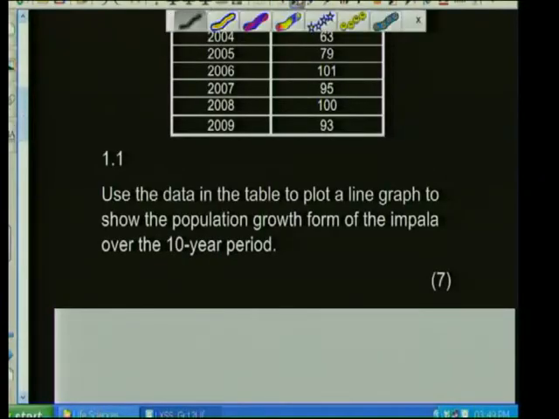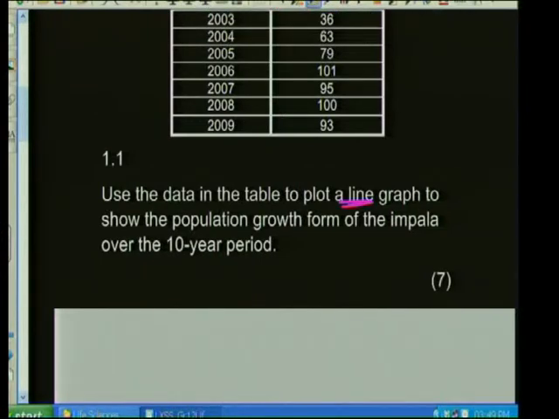If we go to question 1, question 1 says you must use the data in the table to plot a line graph. All right, so very importantly, that tells you what kind of graph that you need. It needs to be a line graph. The second thing, it must show the population growth form. Already there, remember, start thinking J-shaped graph, your logistic shaped graph, or your S-shaped graph, start thinking along those lines over a 10-year period.